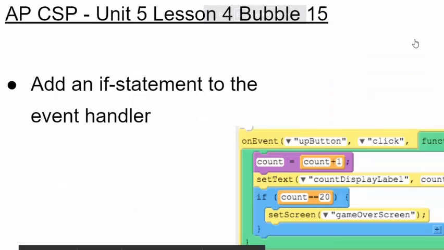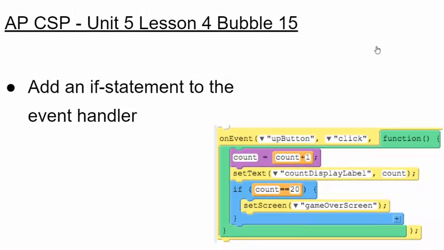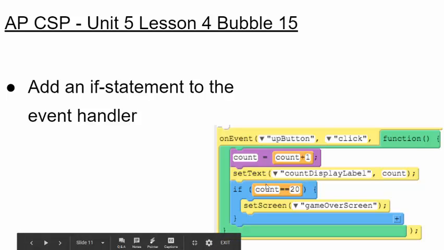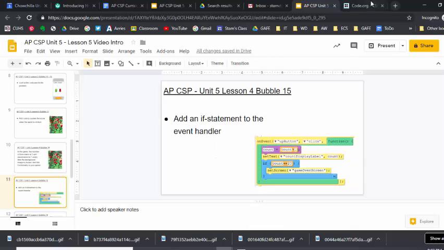So in 15, we're going to actually add an if statement to the event handler. So basically, at this point, it's just going to keep counting forever. It's going to count up forever. It's going to count down the lives forever. We have nothing saying like, hey, if we get to a certain point, you win, or hey, if we get to a certain point, you lose. So we're going to add an if statement. Now, don't worry, we're going to have a lot more practice with if statements later on in a different unit, but for this lesson, we're just going to keep it real simple. So you'll see what it says. It says if the count is equal to 20, then they're going to set the screen to a game over screen. So we're going to do something similar to that in bubble 15.